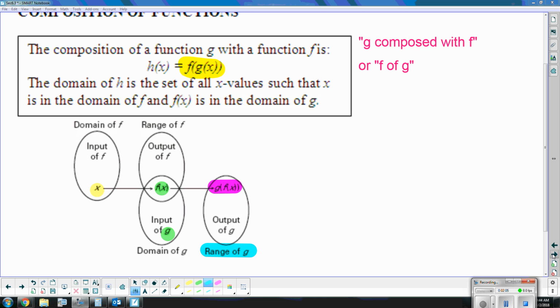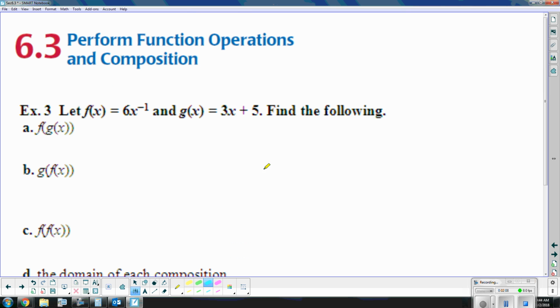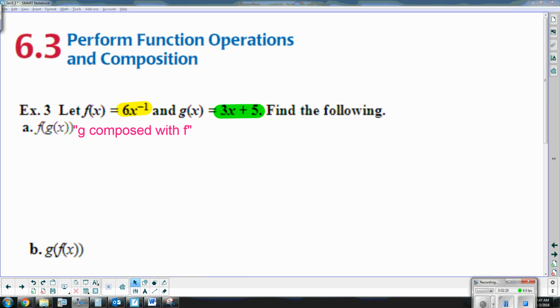So let's look at a couple examples. For the first one, f of x is 6 to the negative first power, and g of x is 3x plus 5. We have to find the following. First, we're finding f of g of x, or g composed with f. So in this first function, we have to figure out what function g is first, and the range of function g is going to be the domain of function f.